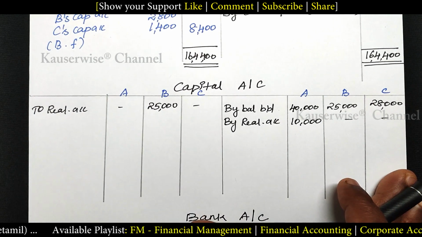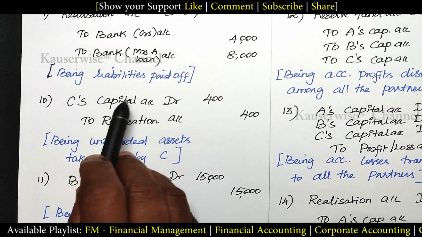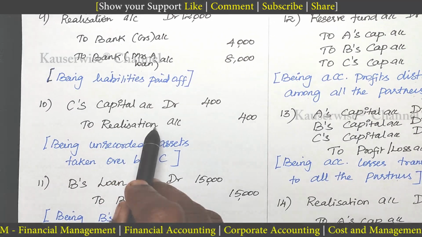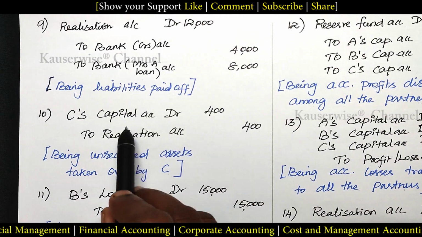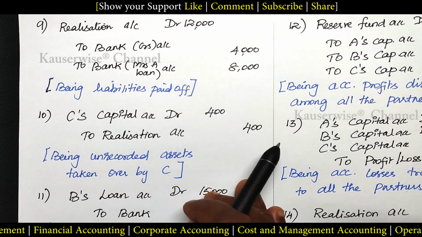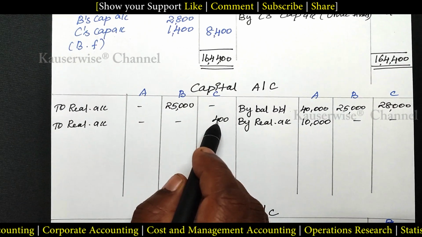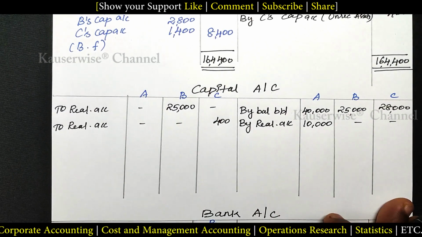Okay. Now see the entries. See the 10th entry. Here we have capital account. C's capital account debit to realization account. Enter this value under debit side of C's capital account. Okay. So we have entered 400 under debit side of C's capital account. Okay. Now see the journal entries.